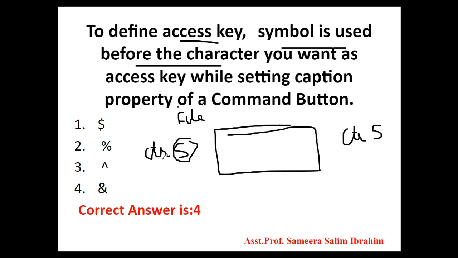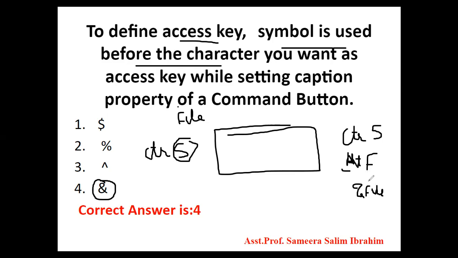Similarly, here also, what do we use? We use ampersand here. Suppose I want that by pressing Alt F, the file option should get selected. By pressing Alt F, the file option should get selected. So what I'm going to do is use ampersand F like that, and I'm going to write File.